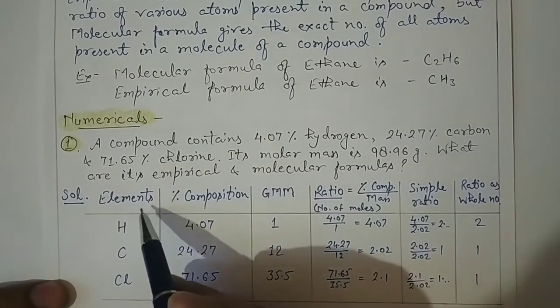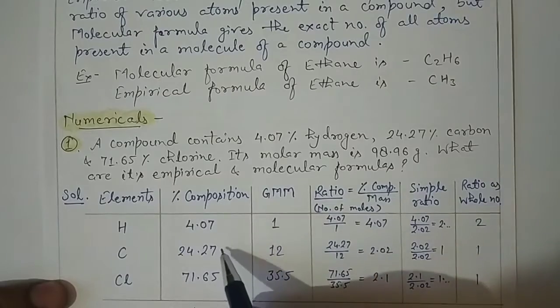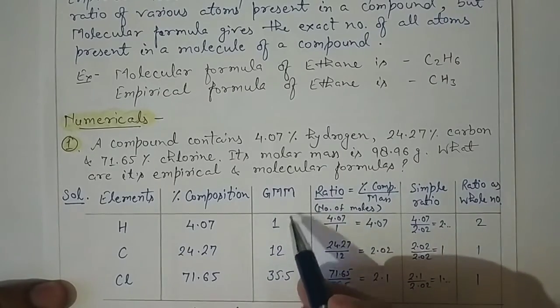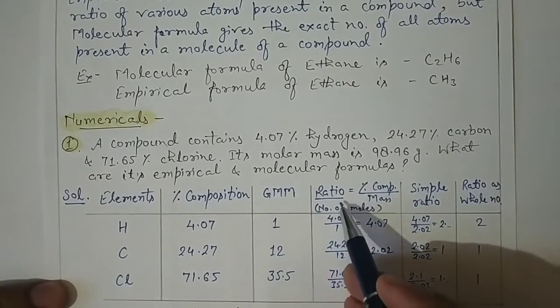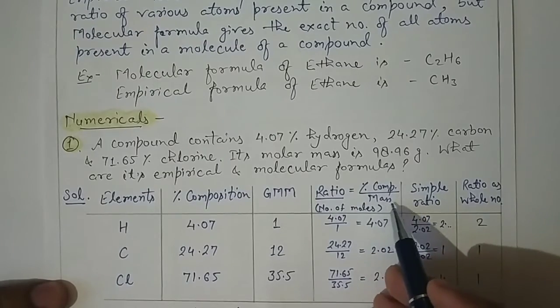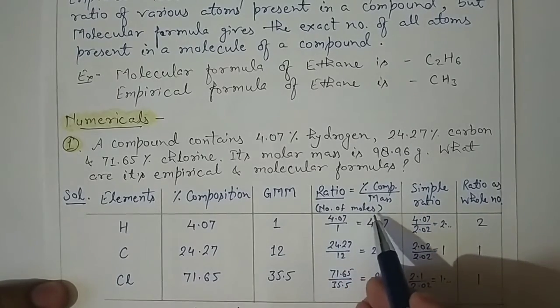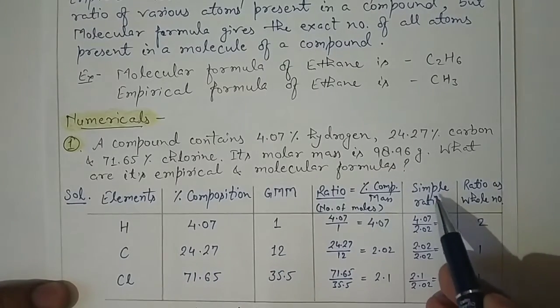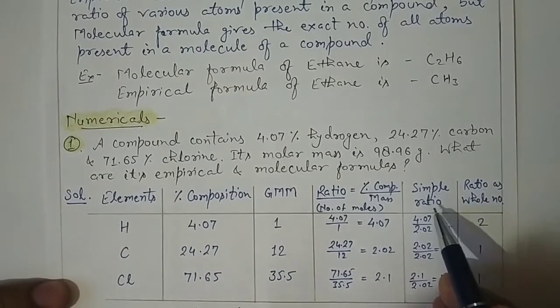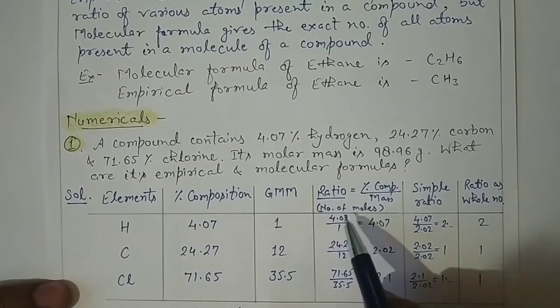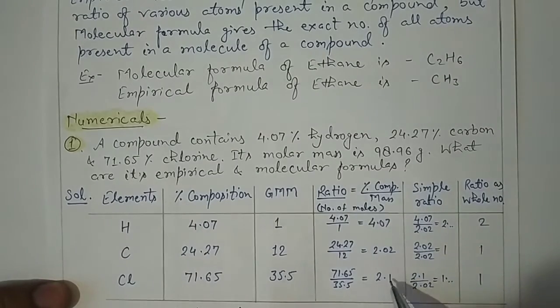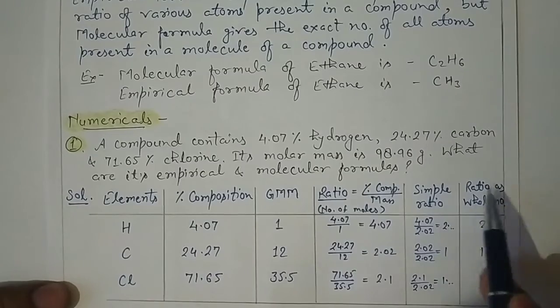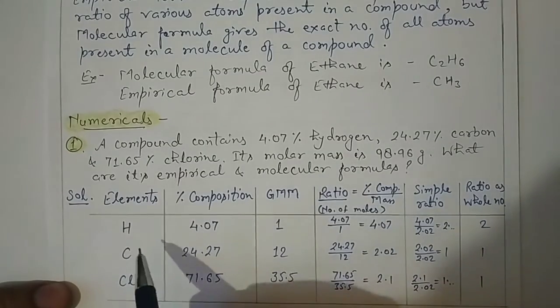So the first column is elements, second is percentage composition, then gram molecular mass or atomic mass, then the ratio of percentage composition and mass, that is called the relative number of moles in the given compound. And then we find the simple ratio. Simple ratio is the ratio between the number of moles determined here, and then we get the ratios as whole numbers. So let's see how it is calculated.